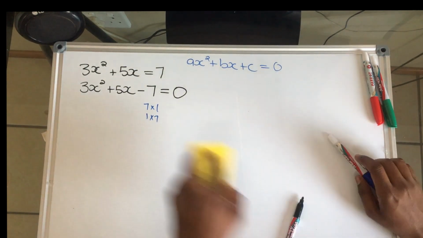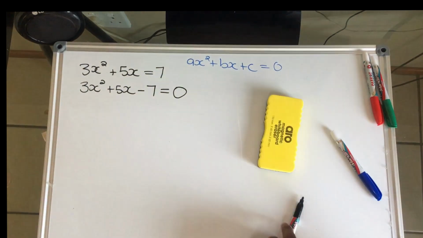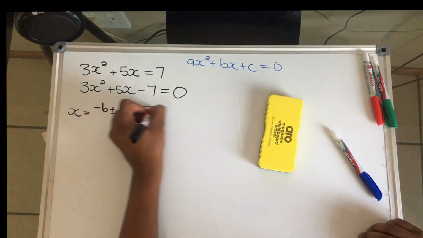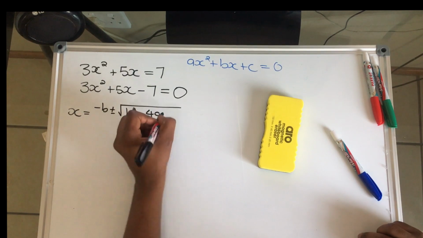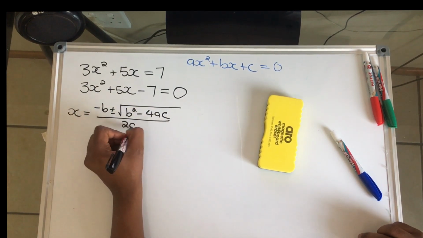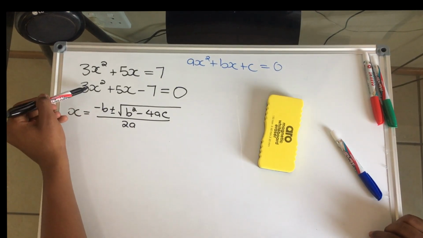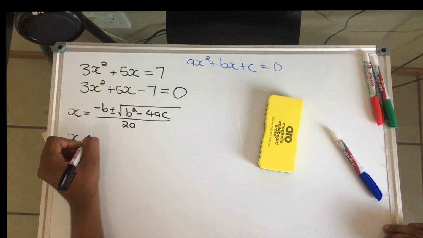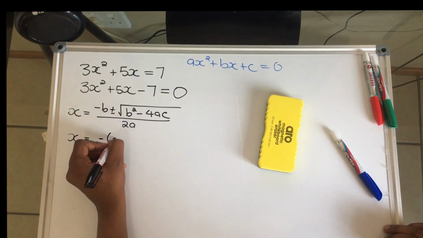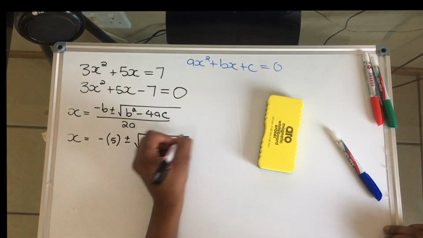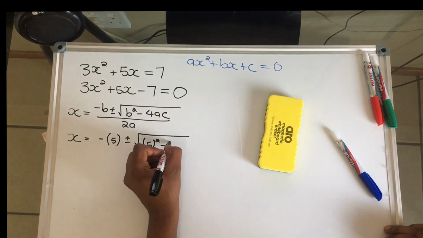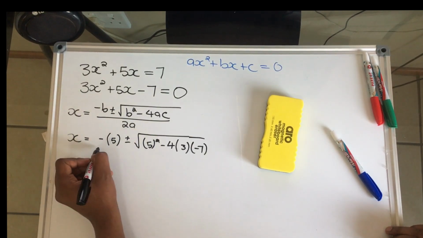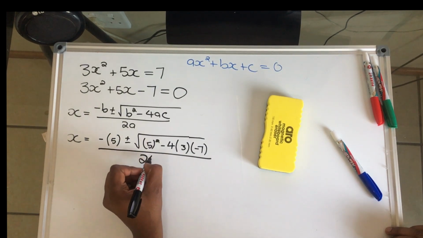So to solve this, we need the quadratic formula. Remember the quadratic formula: x is equal to minus b plus or minus the square root of b squared minus 4 multiplied by a multiplied by c, all over 2a. Okay, so let's call this our a, this is our b, this is our c. So now x is equal to minus our b, 5, plus or minus the square root of 5 squared minus 4 times our a, 3, and then our c is minus 7. All over 2a, where our a is 3.